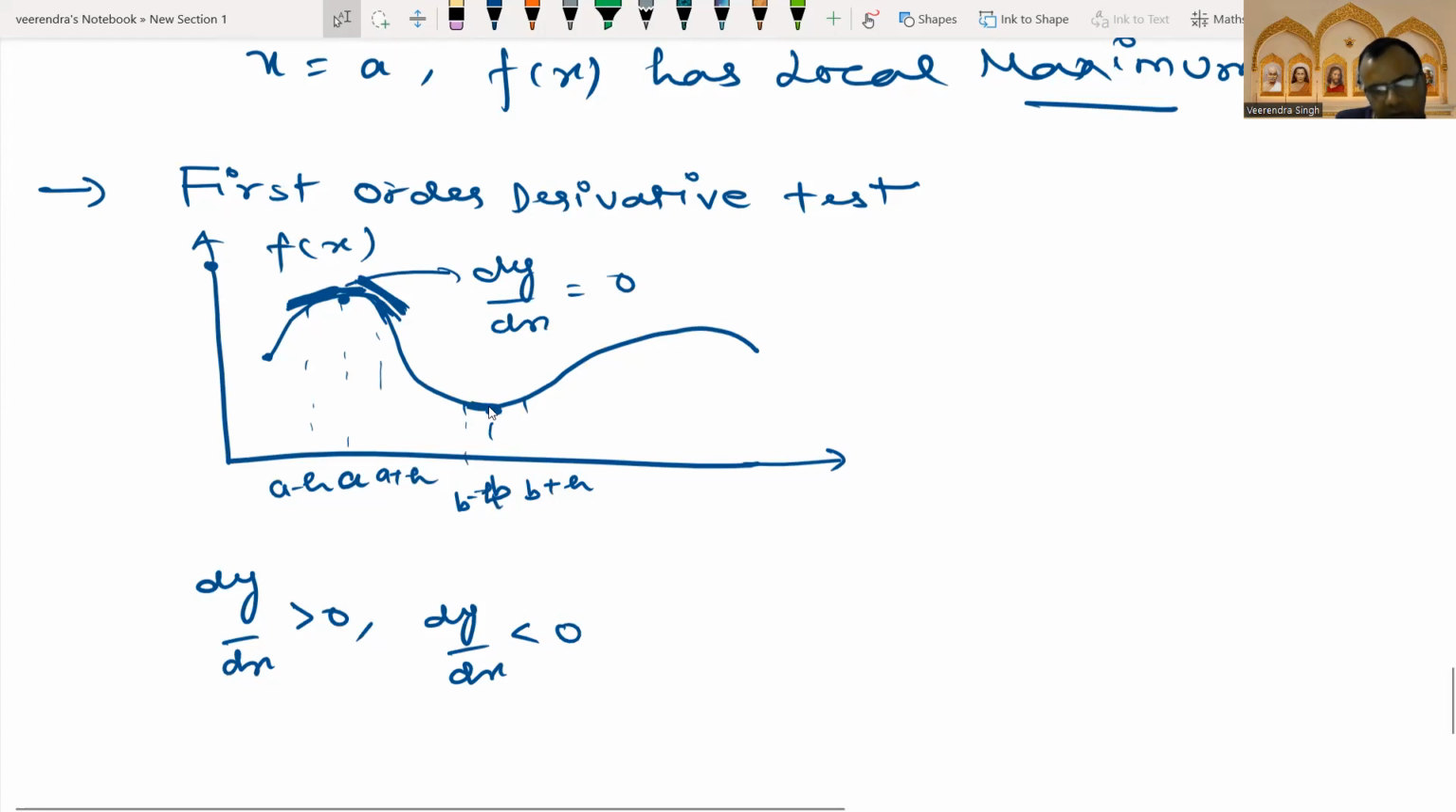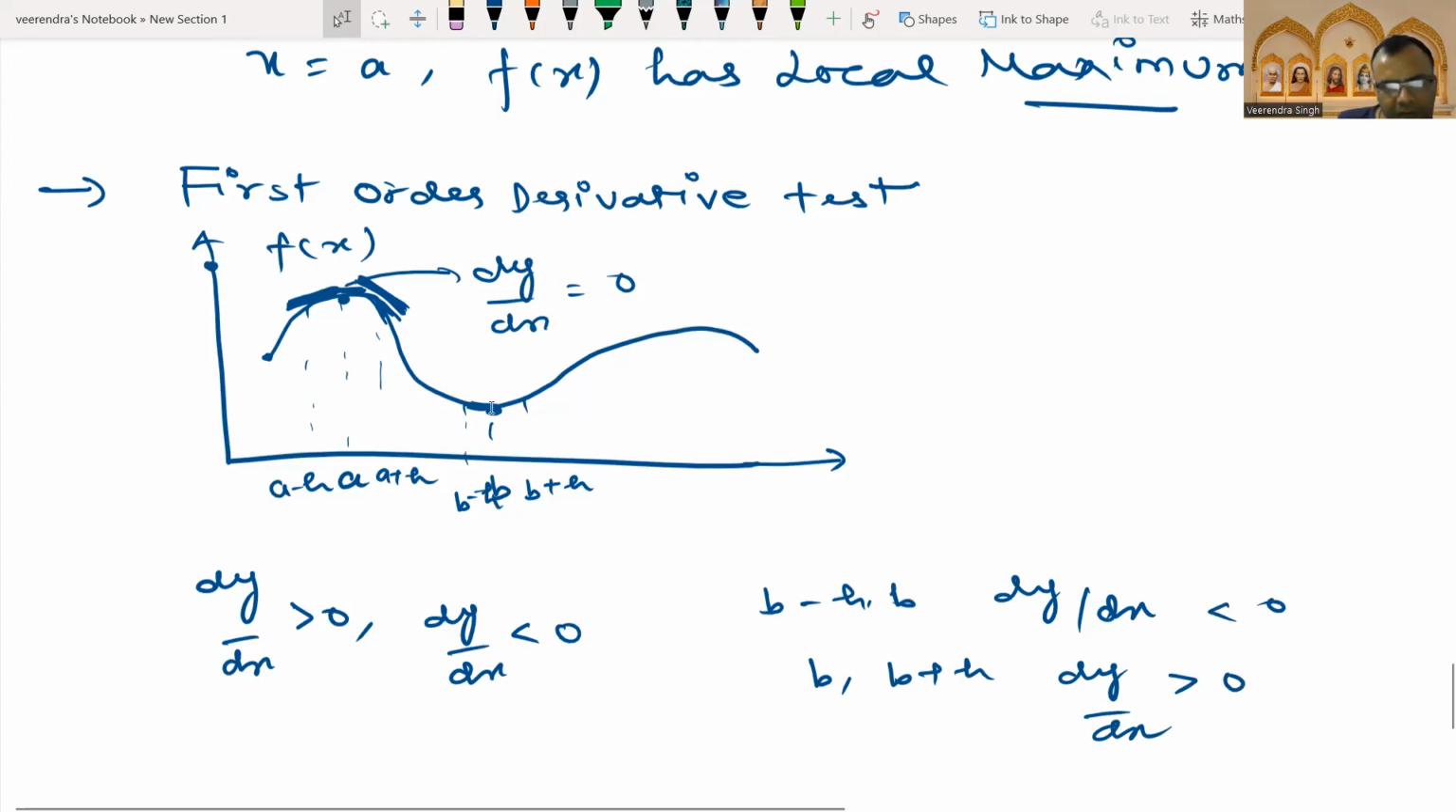Similarly, from B minus h to B, the values of the function are decreasing, which means the slope is negative. And again from B to B plus h, it is increasing. Here it is decreasing, here it is increasing. So at this particular point the slope becomes 0, which means dy by dx becomes 0.